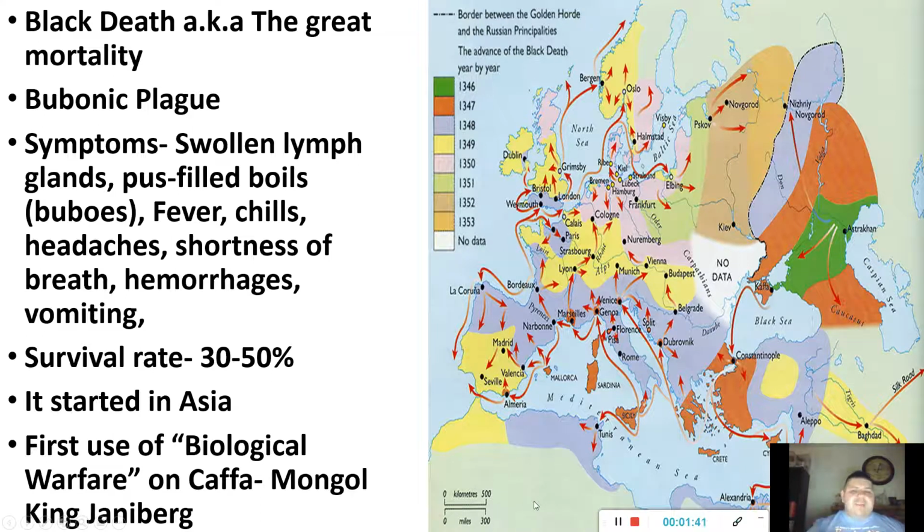All right, so the Black Death, or what was known as the Great Mortality, swept through the world. Now, it didn't go 1 year, 2 years. It stretched for almost 10 years, and it hit different spots at different times. Another name for it is the bubonic plague.